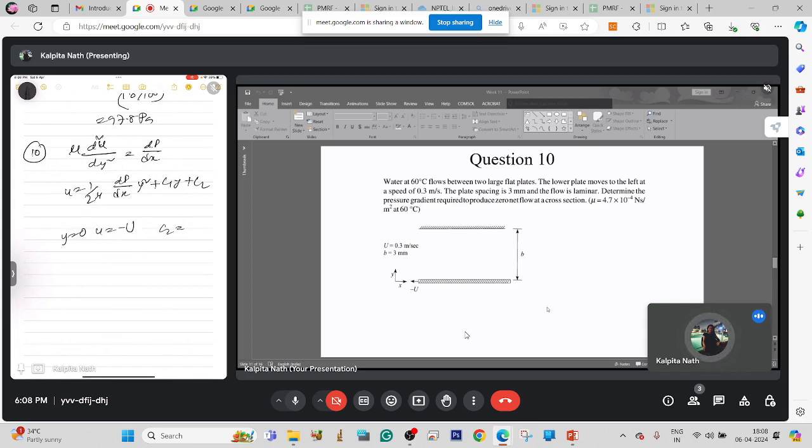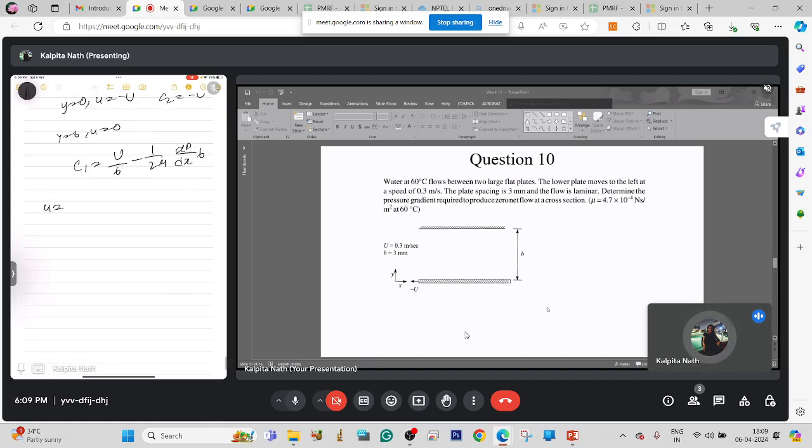So from there we get c2 is equal to minus U, and at y is equal to b, u is equal to 0. So that gives c1 is equal to U by b minus 1 by 2 mu dp/dx b. So from here we get the velocity is equal to 1 by 2 mu dp/dx (y square minus by) plus U (y by b minus 1).